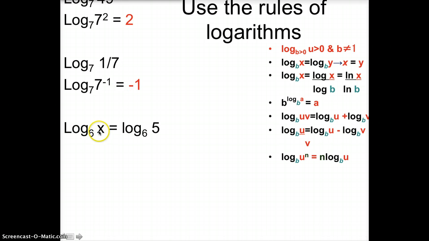Log base 6 of x equals log base 6 of 5. Well, that is referring to the equality rule right here. There's your equality rule. And so that would mean that x equals 5. Another example using these would be log base 2 of 128. Well, 128 is actually 2 to the 7th. If log base 2 of 2 to the 7th, then the 7 comes out front. Now this is not this power rule here. This is instead a rule which emphasizes the matching of these two bases.